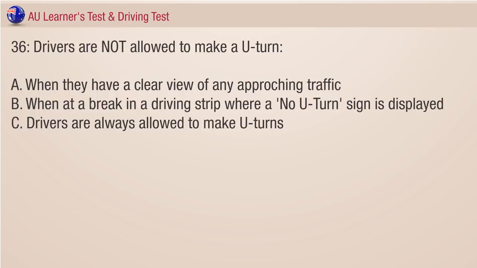Question 36. Drivers are not allowed to make a U-turn: A. When they have a clear view of any approaching traffic. B. When at a break in a driving strip where a no U-turn sign is displayed. C. Drivers are always allowed to make U-turns.